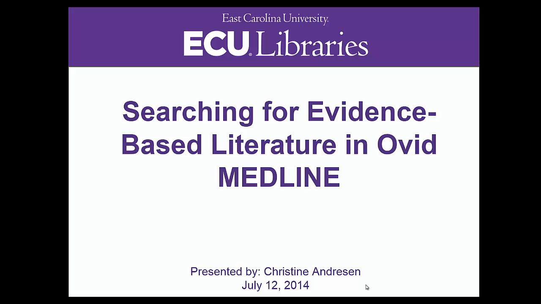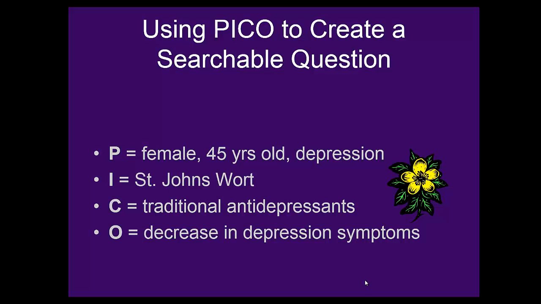As you may recall, our PICO formula for this clinical scenario is our P, patient, is a 45-year-old female with depression. Our I, or the intervention, is St. John's wort. The C, or the comparison, is traditional antidepressants. And the O, or our outcome, is the decrease in depression symptoms.